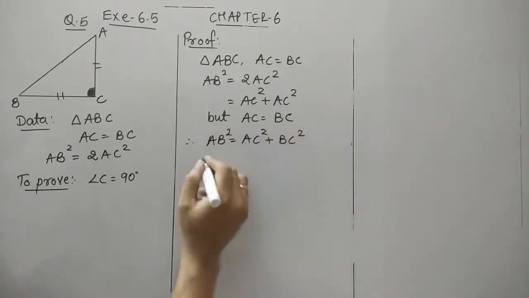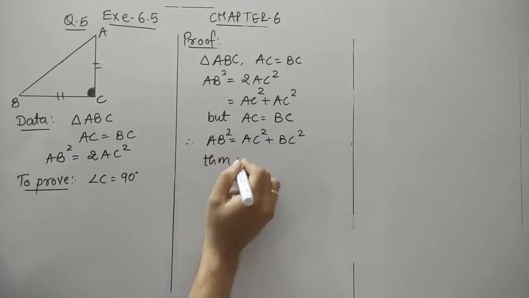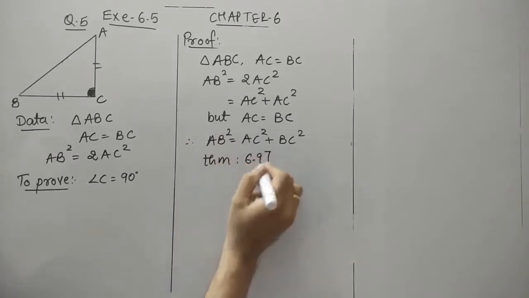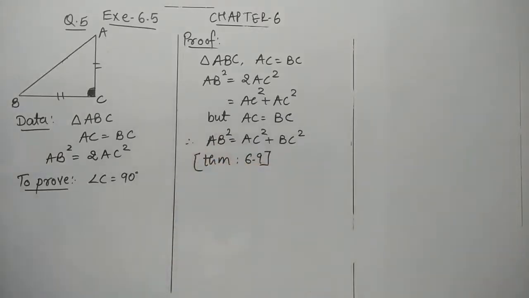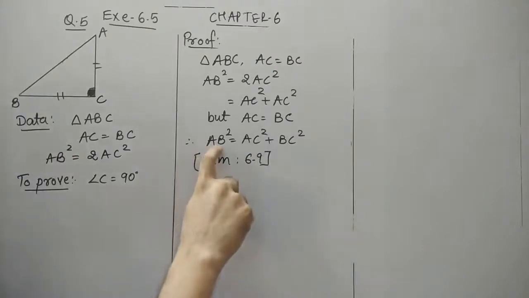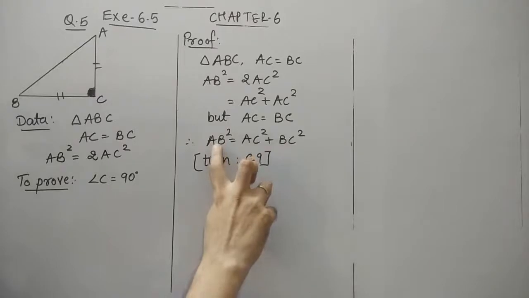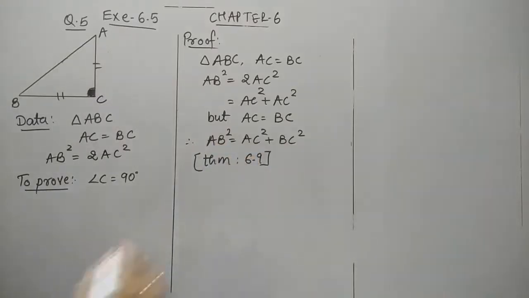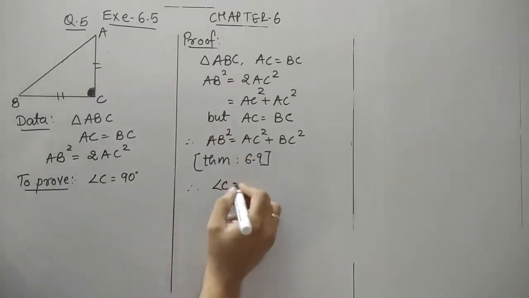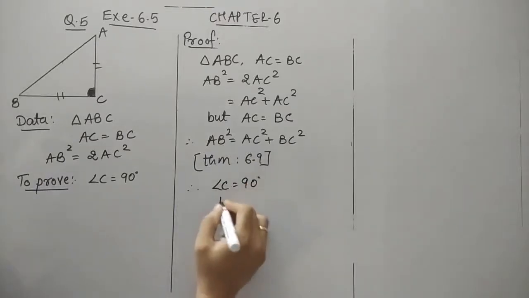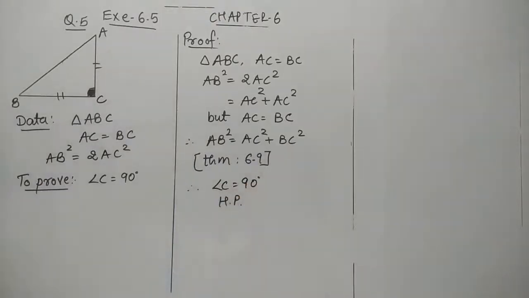We can write, by using the converse of Pythagoras theorem, that is theorem 6.9: if the square of one side of a triangle is equal to the sum of the squares of the other two sides, then the angle opposite the first side is a right angle. So we can say that angle C is a right angle. Hence we have proved it. This one is also quite easy compared with the previous one.